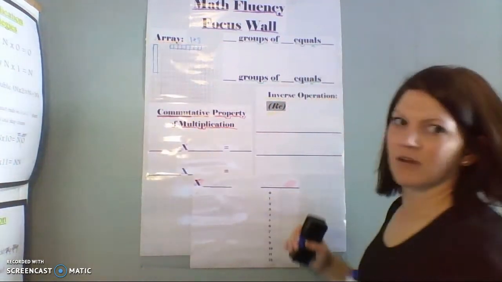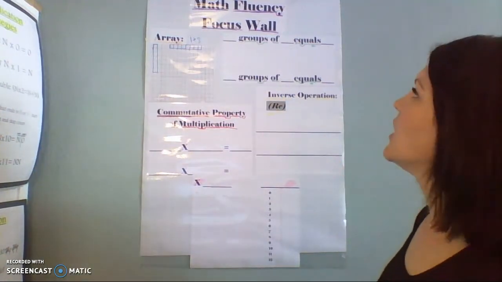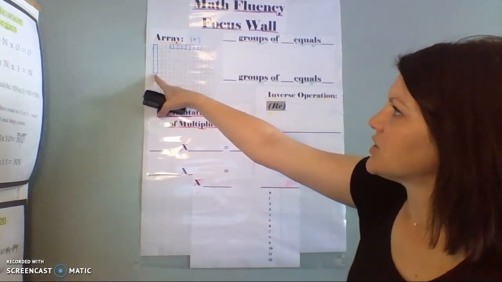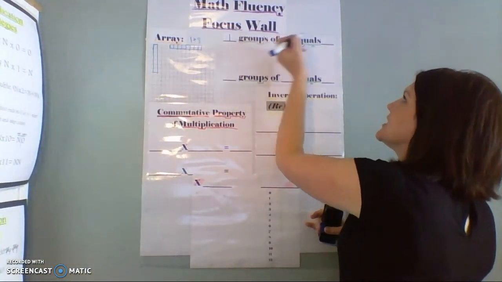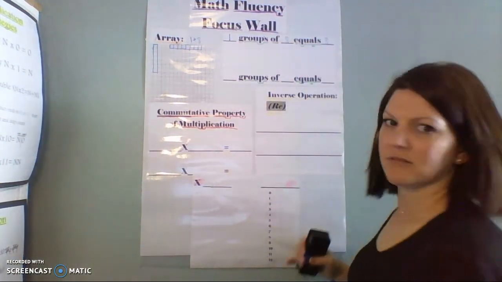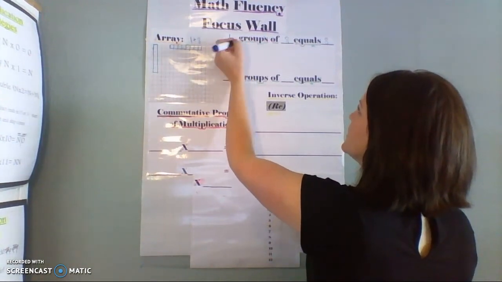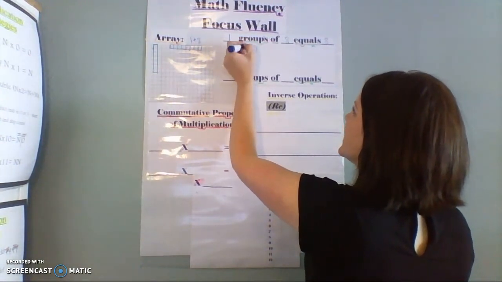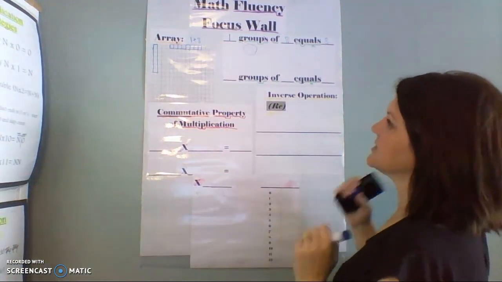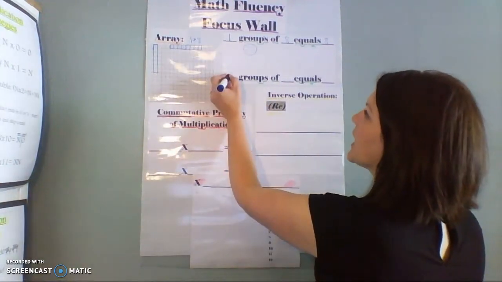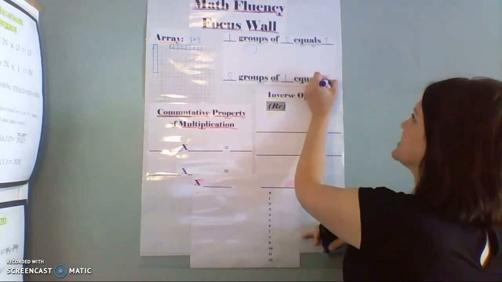Check that out. Okay, so I kind of gave you a little hint of how we're going to fill this out. So this visual representation, this array says one group of 8 equals 8. Okay? That would look something like this array. Here's one group of 8. 1, 2, 3, 4, 5, 6, 7, 8 equals 8. 8 groups of 1 equals 8.